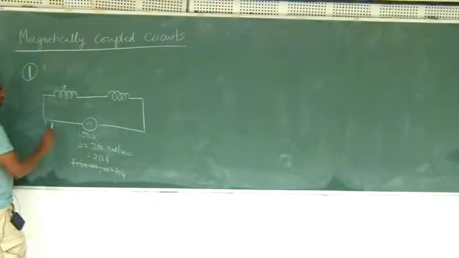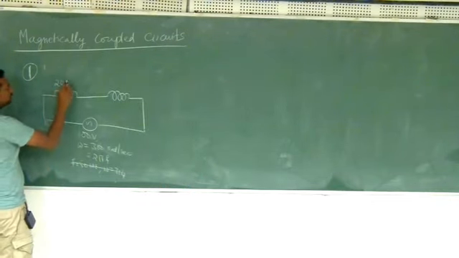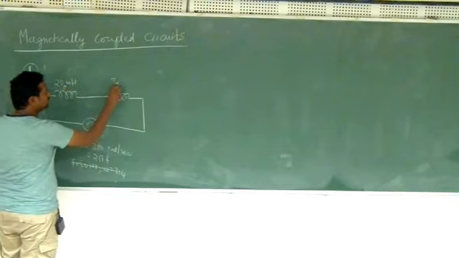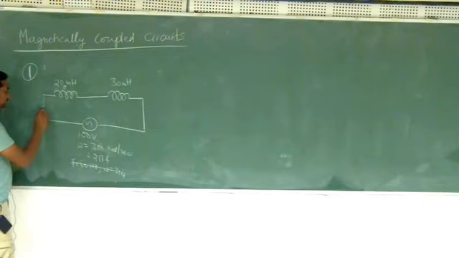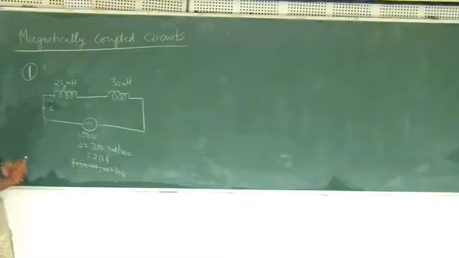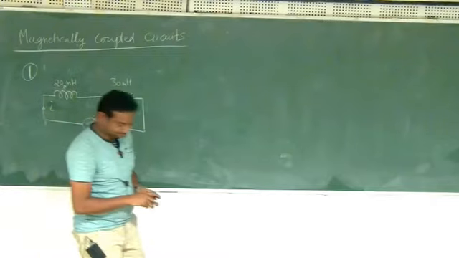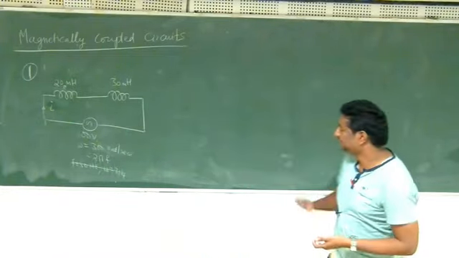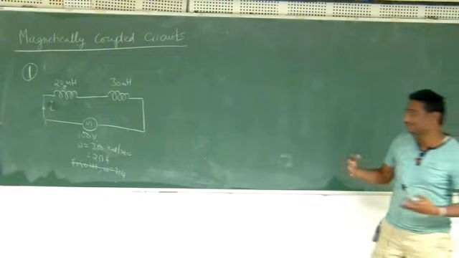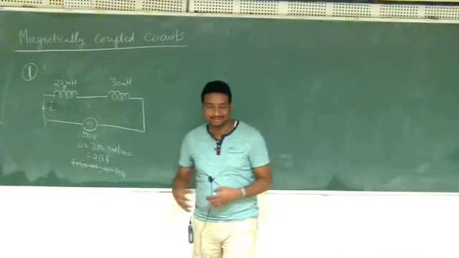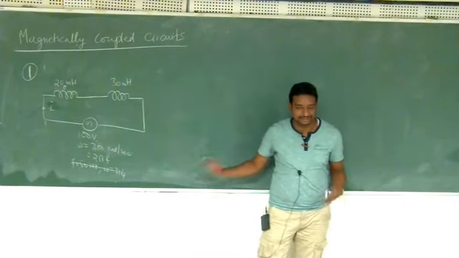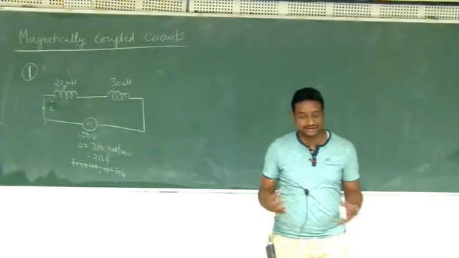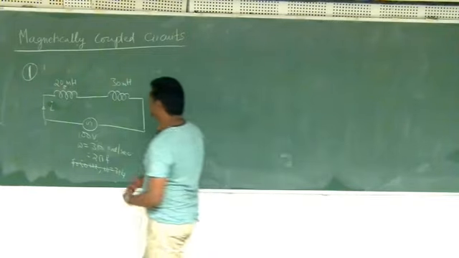Now the inductance of this is 20 millihenries, and the inductance of this is 30 millihenries, and the two inductances are connected in series. The question is, what is the current? So I'll write small i. What is the current flowing in the circuit? All the problems will be in the same format. All the time I will be asking what is the current flowing in some part of the circuit. This you know, it is very easy for you. You can solve it right away. So I'll do it for you.